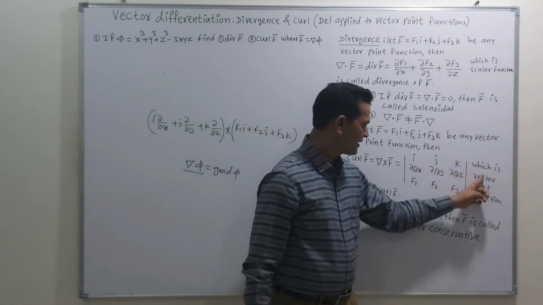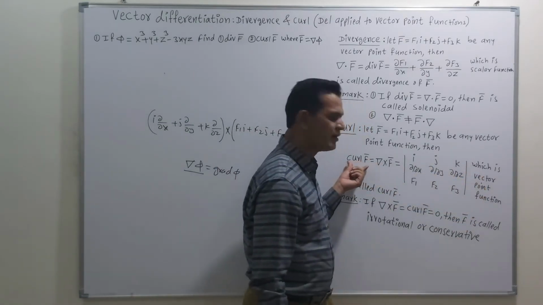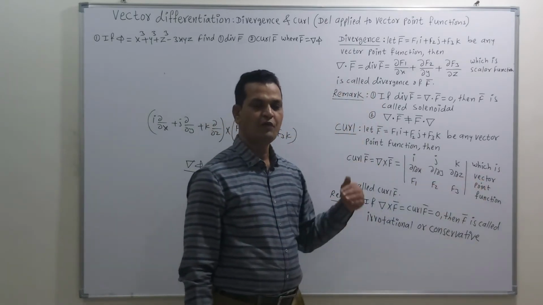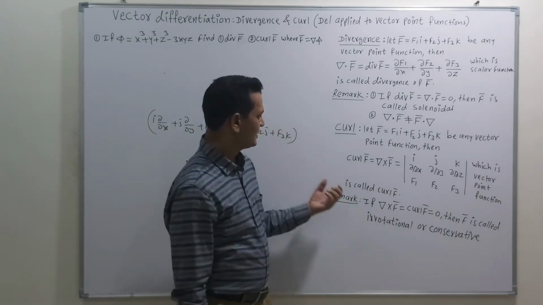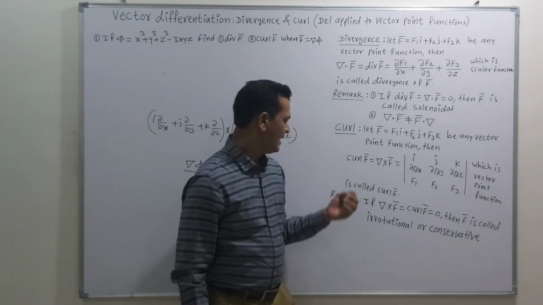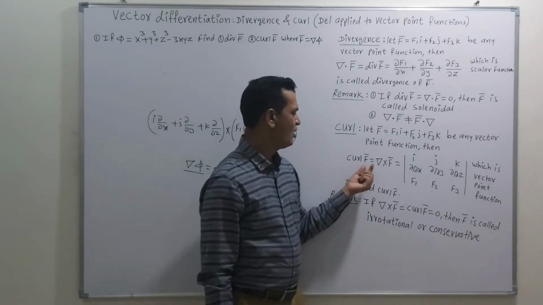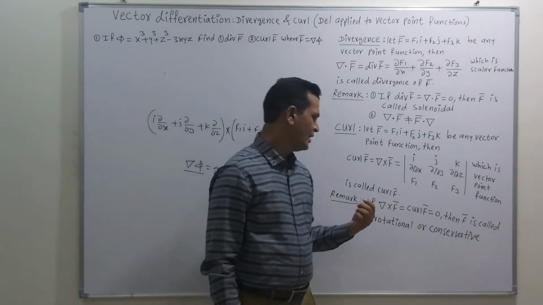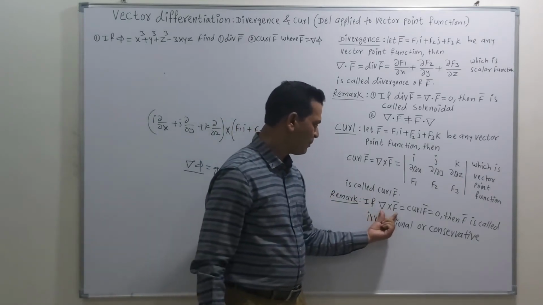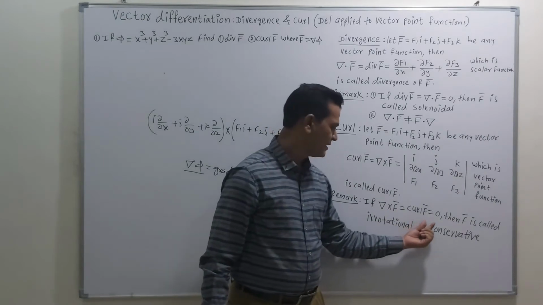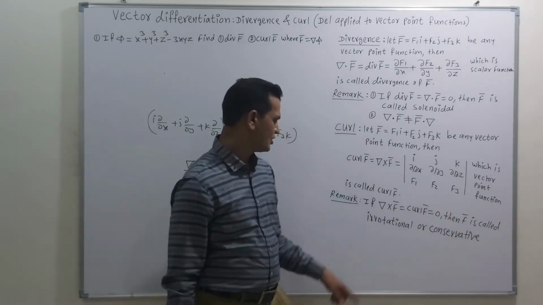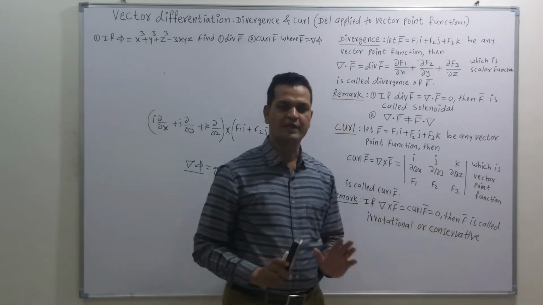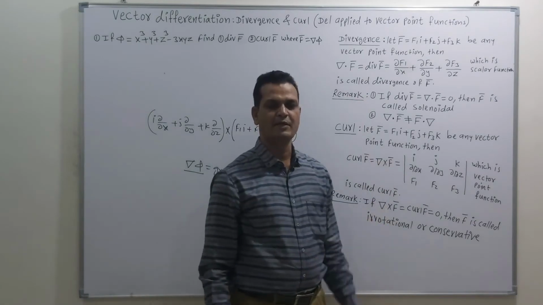That's why the curl of a vector f bar is a vector point function, because we get an answer with unit vectors i, j and k. This definition is called the curl of a vector, denoted by curl f bar or del cross f bar. Please understand that if after calculating del cross f bar, that is curl of f bar, the answer is 0, then such a vector field is called irrotational, or some people call it a conservative vector field. We will solve examples based on this theory.